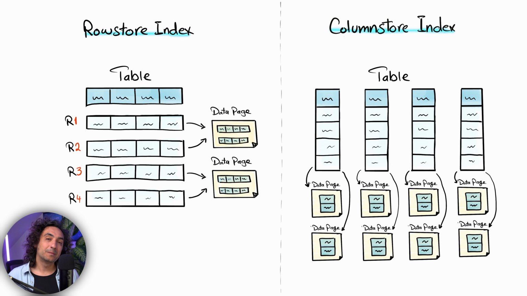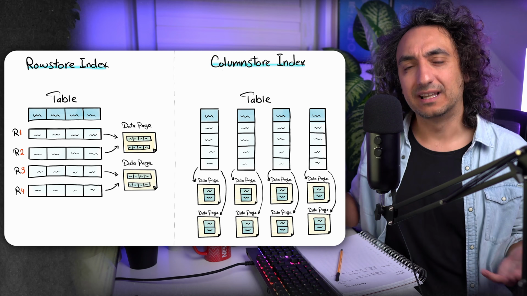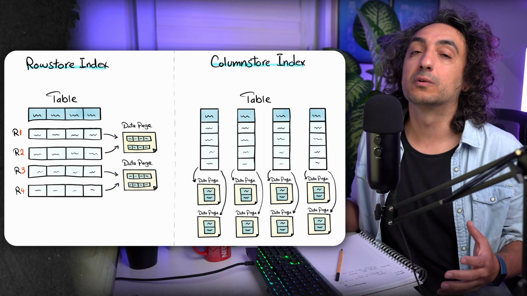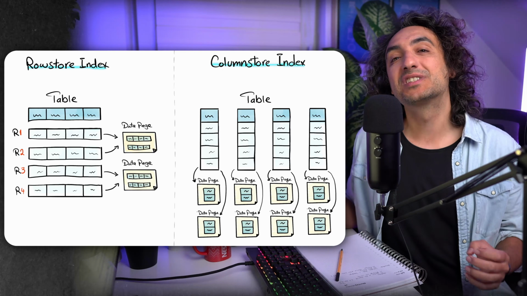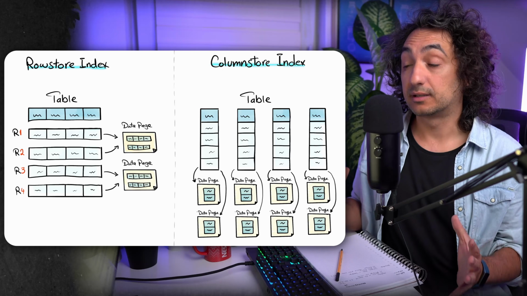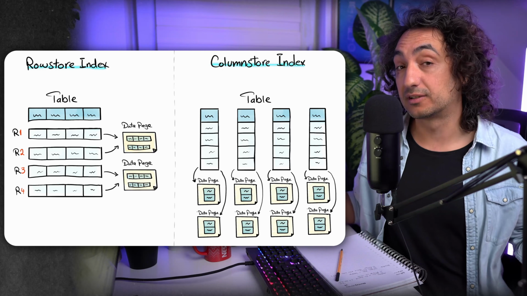So if you compare them, the Rowstore index stores the data row by row. The Columnstore index stores the data column by column. So this is a very high-level representation of how the Columnstore index is stored. As you know me, we go into details in order to understand exactly how SQL works with the Columnstore index. So let's go.